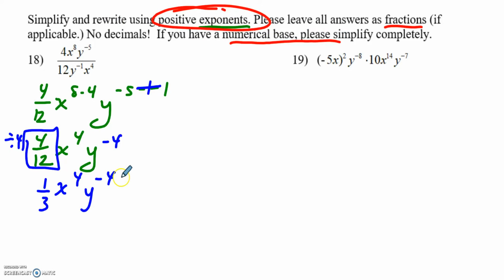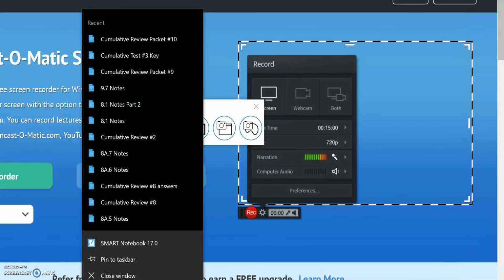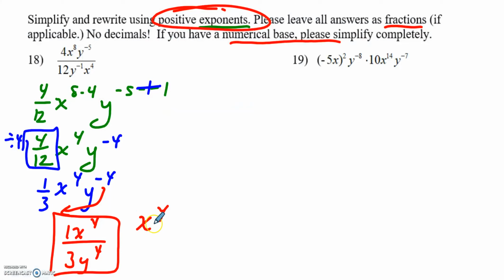So what we have to do is flip this down to the bottom. So my final answer would be 1x to the 4th on the top and 3y to the 4th in the denominator. And no, you don't need that 1. So you could also write your answer as x to the 4th over 3y to the 4th.